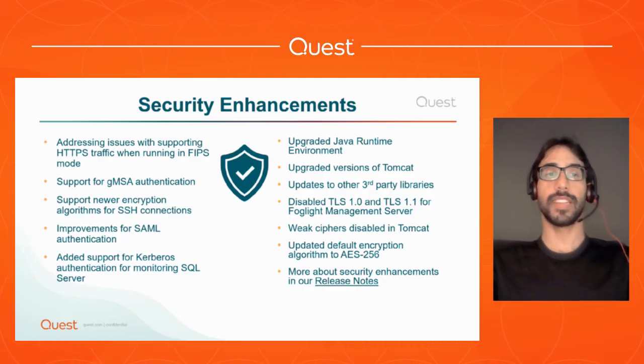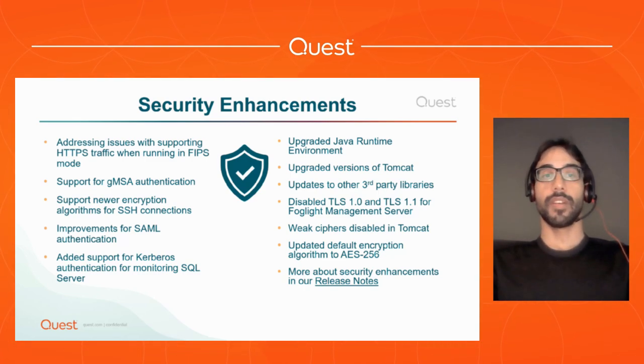We have disabled TLS 1.0 and TLS 1.1 for the Foglight management server, and weak ciphers have been disabled from Tomcat. This is something that could be done manually before, but we have updated the default configurations. We have also updated default encryption algorithms to AES 256 and addressed issues with supporting HTTPS traffic when running in FIPS mode that we encountered in Foglight 7.1.